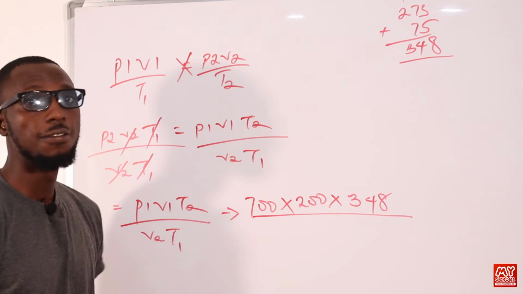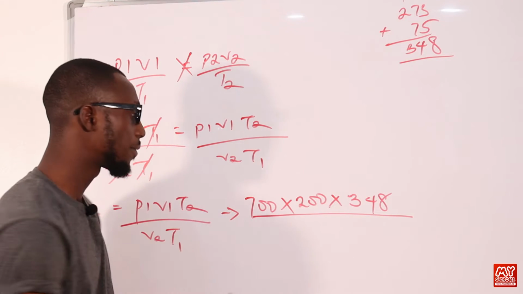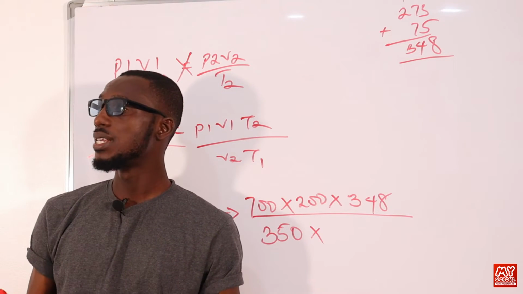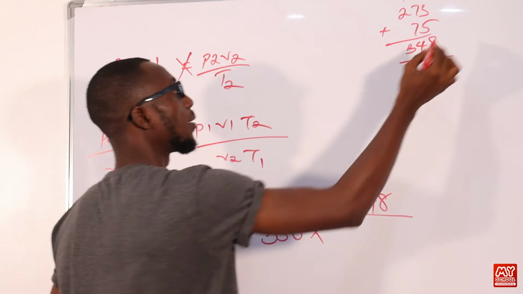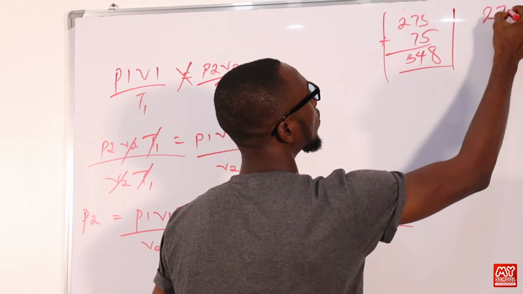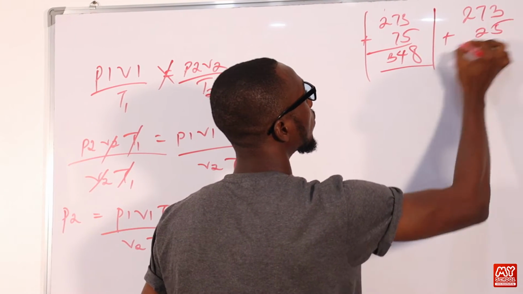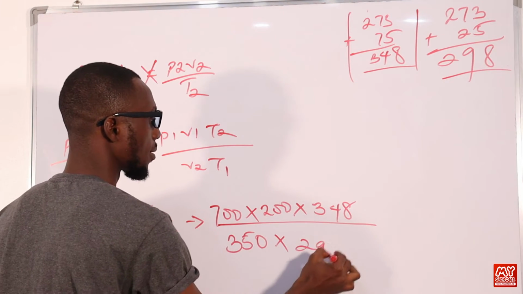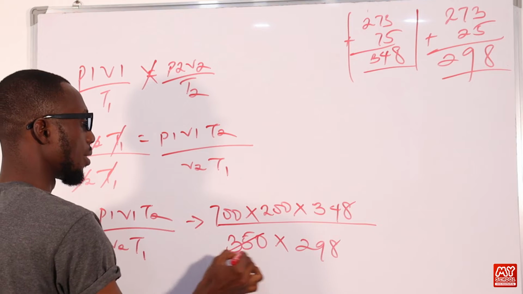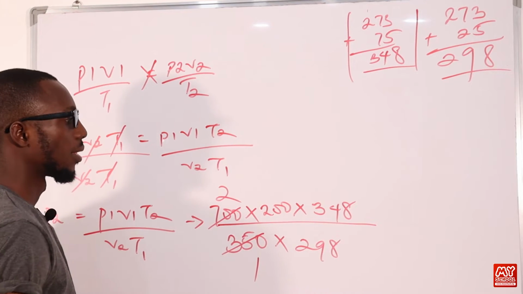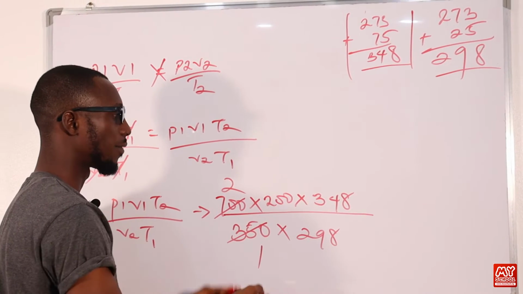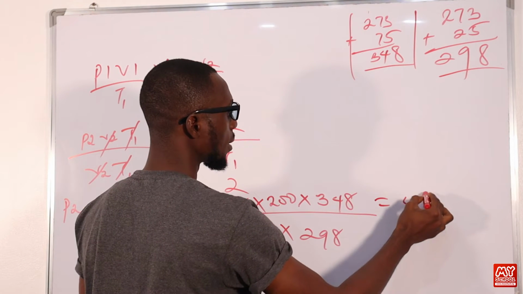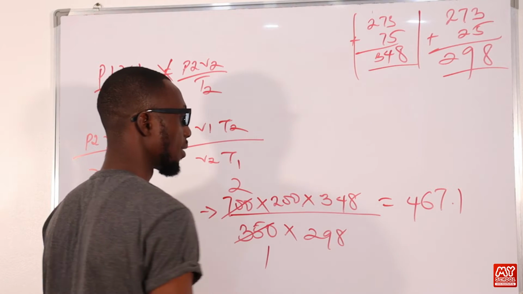All right, so V2 from the question is given as 350, times T1. T1 is given as 25, so 25 plus 273. This is 8, this is 9, this is 298. By the time we multiply and do all of the division and multiplication together, we should have roughly 467.1 something.